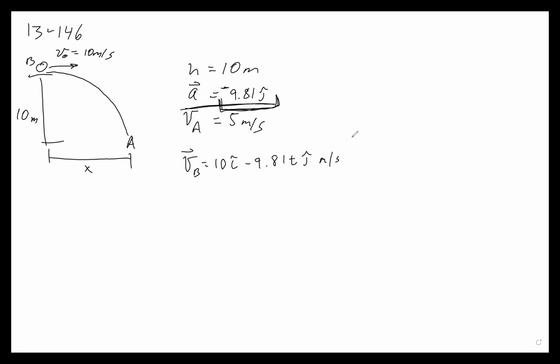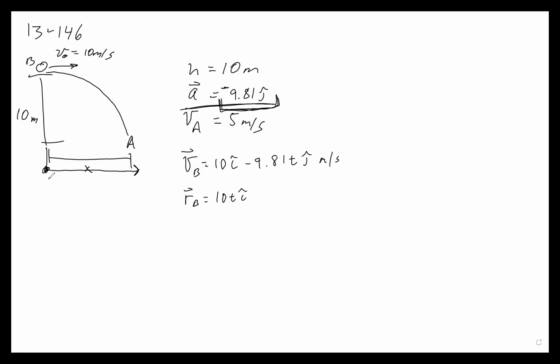All right, now let's get a position vector. We're going to integrate again, and we'll end up with 10t in the i hat direction. Now, what is the initial position? That's a good question. We're talking about the horizontal.